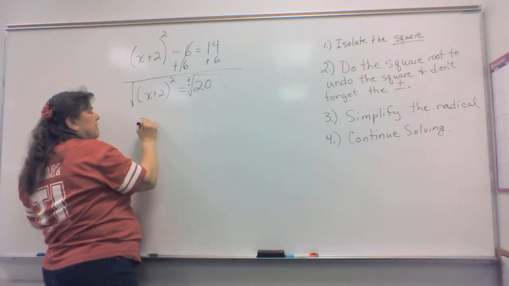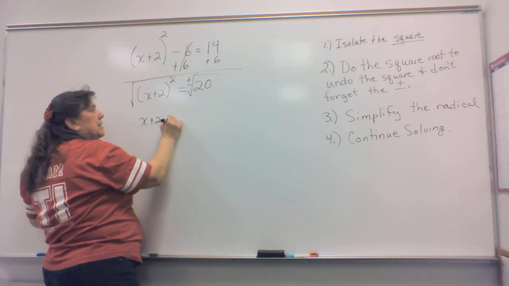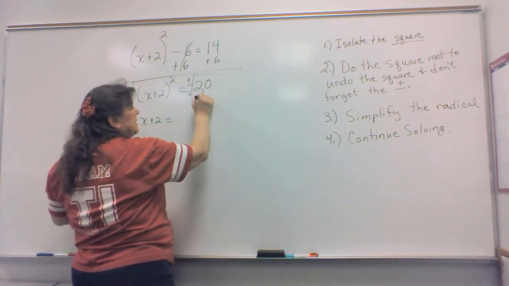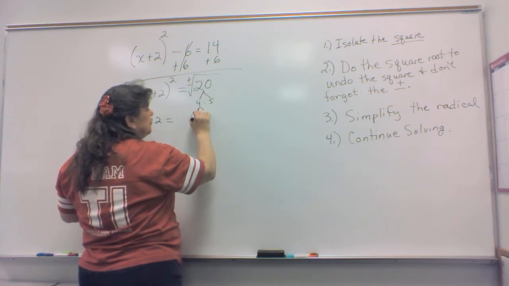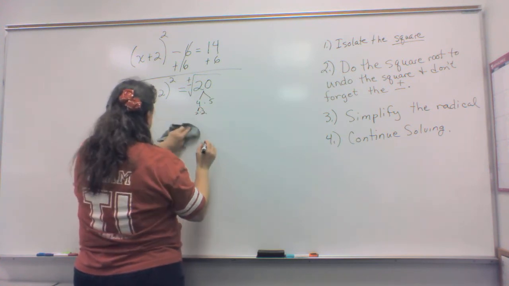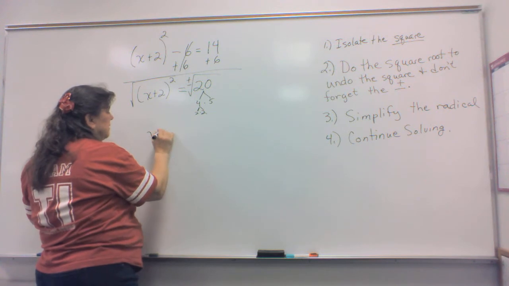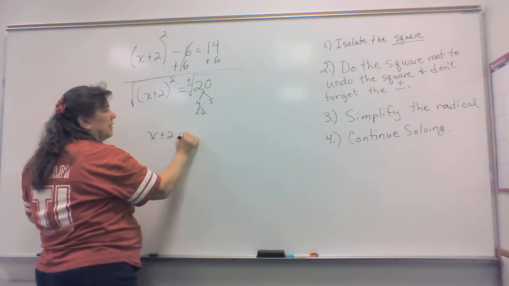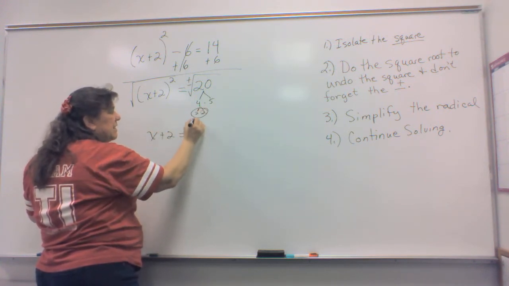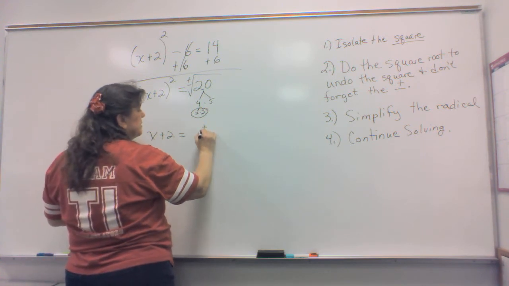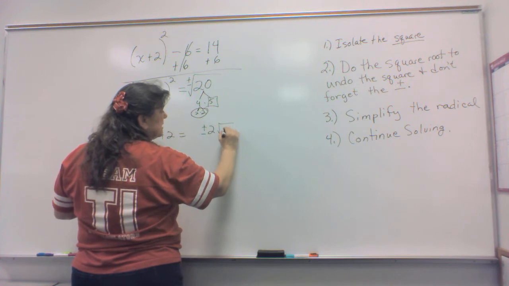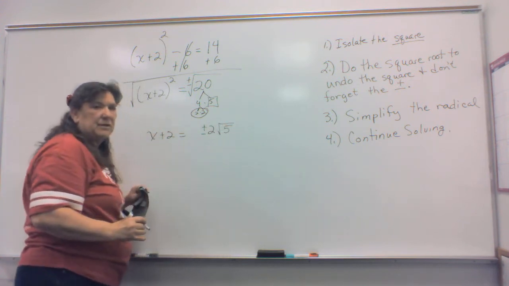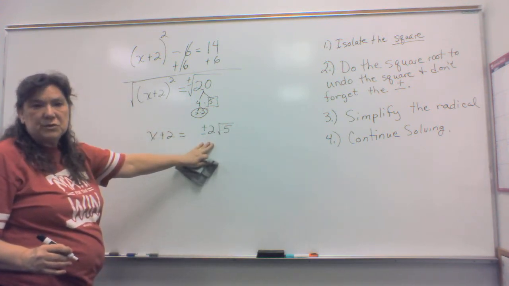So I now have x plus 2 is equal to the square root of 20, and this is 4 times 5. 4 is 2 times 2. So this is going to be, there's my 2 of a kind to come out of my house, and that's my 1 without a match that stays inside the house. So I have plus or minus 2 square root of 5.